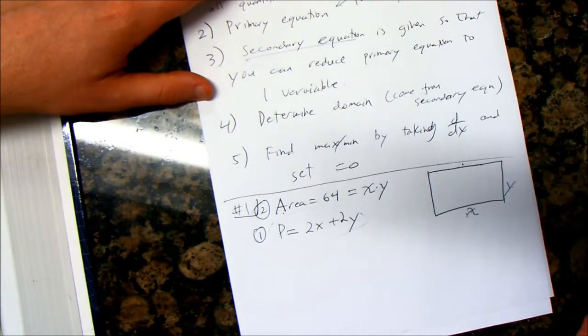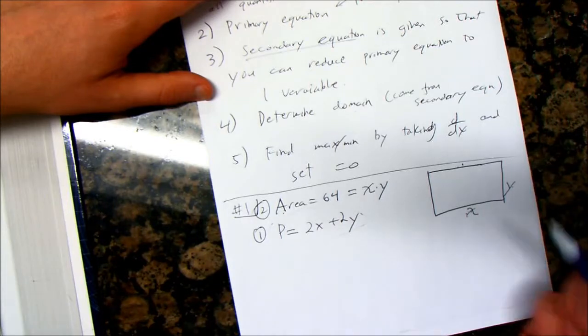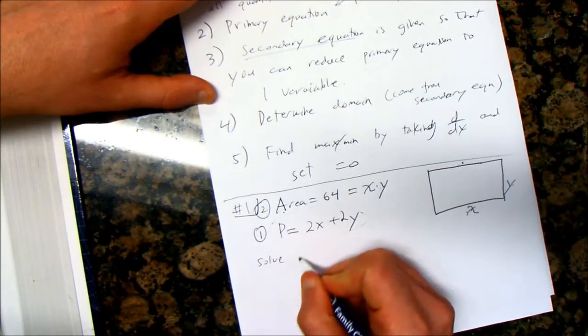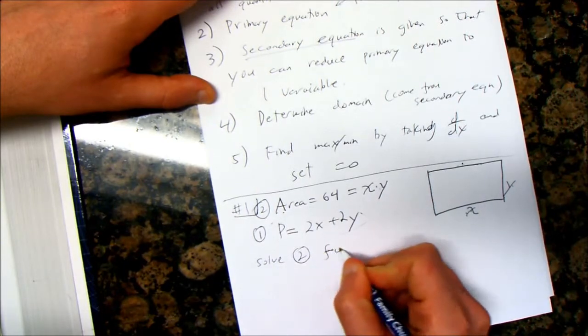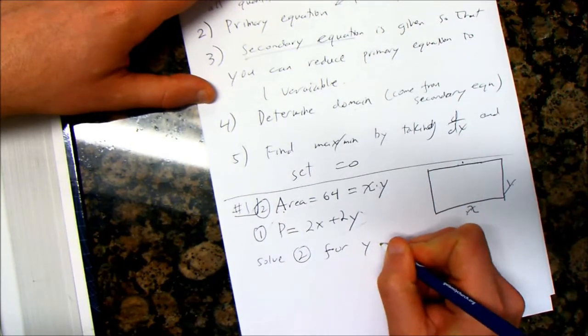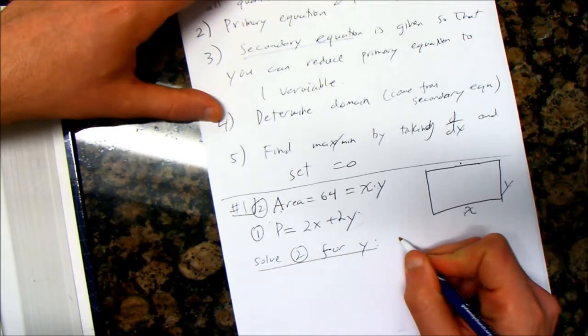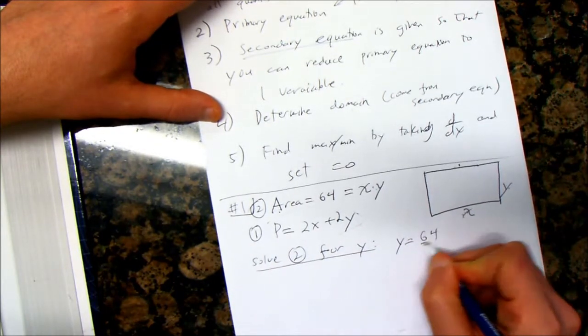Now let's determine a domain, right? So let's solve this equation. Solve 2 for y. Okay? So in doing that, we get y is equal to 64 over x.